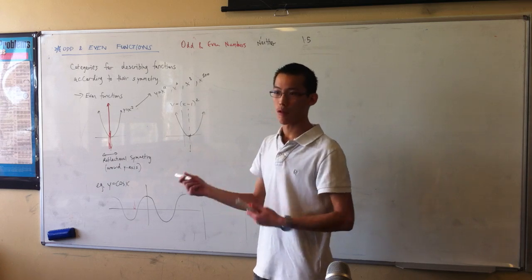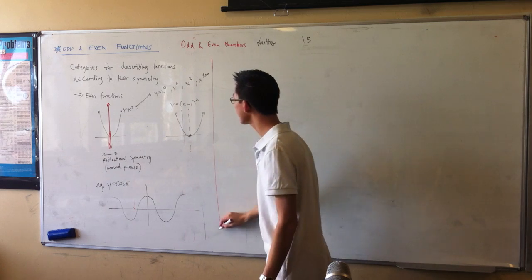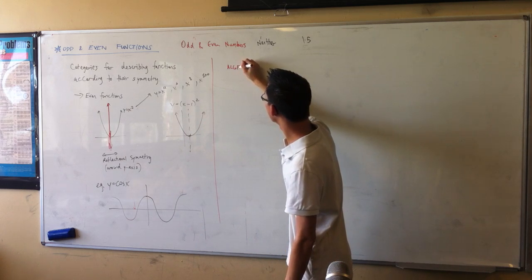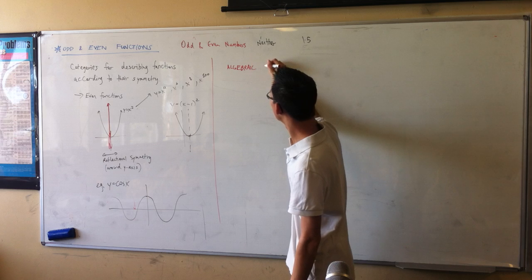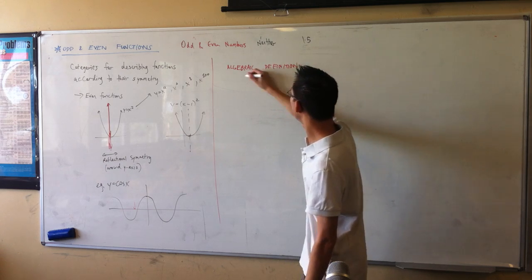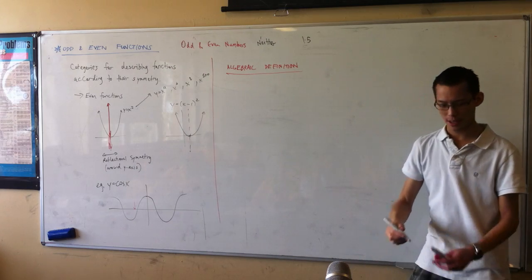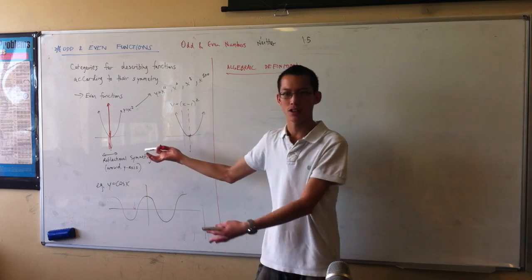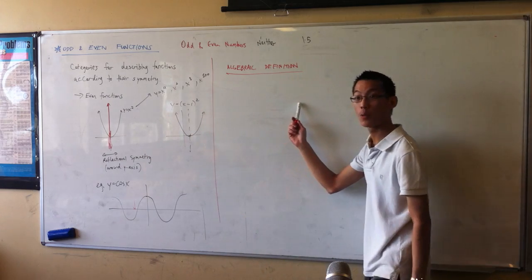I want to give you an algebraic definition as well. So visual, algebraic. Now when I give you the algebraic definition, you might think, why are we using this? Because the visual one is so much more intuitive and common sense. Like even a very young child could understand this. What I'm about to give you will be weird, okay?